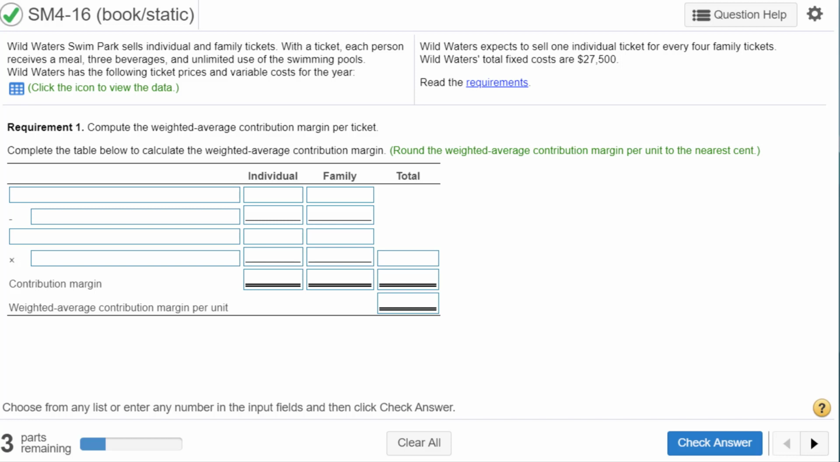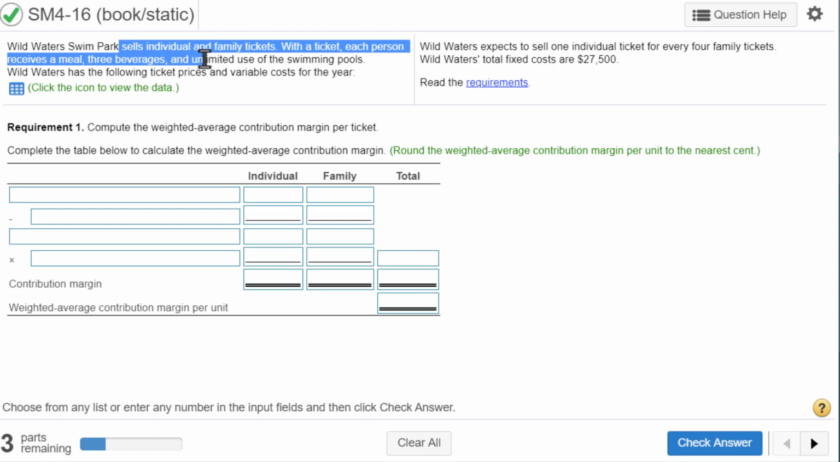Short exercise 21-16. We're going to calculate the break-even point for our company, but this time the company will have two products instead of just one product. Wild Water Swim Park sells individual and family tickets. With a ticket, each person receives a meal, 3 beverages, and unlimited use of the swimming pools.